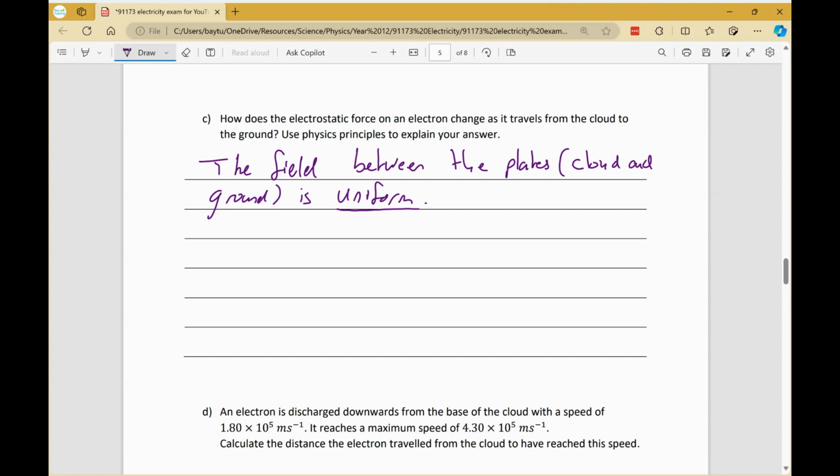So if it's all the same, then that means it has constant strength and direction. No matter where you are within that field, the strength and the direction of that field are the same. So F equals E times Q. The force on that electron is determined by the strength of the electric field and the size of the charge on the electron. The size of the charge on the electron isn't going to change, and the electric field strength isn't changing, so therefore the force isn't changing either.